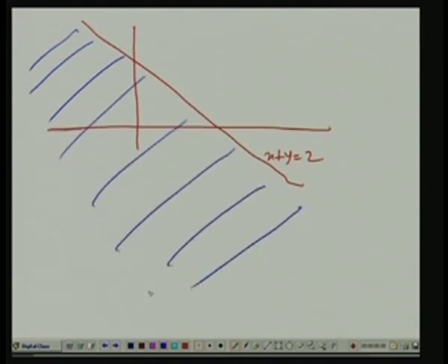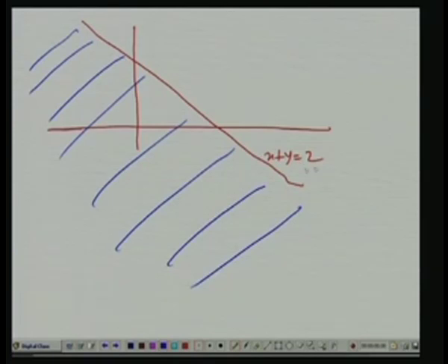I have to find out the total probability of this pair x, y falling within this zone. What is the total probability that x comma y, this pair, is lying within this zone? That total probability will be the same as the probability of the random variable Z taking a value less than or equal to the given z. Okay. Now, how to go about it?